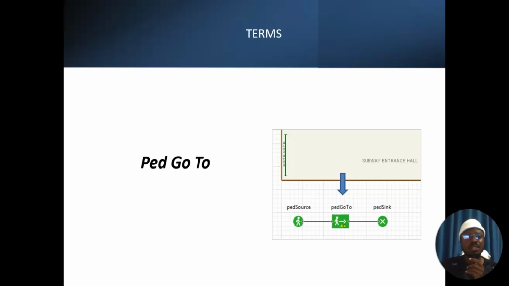So where are we directing them to? When we have the ped source where the pedestrians are being generated, then there is a need to have this command function that helps to show which destination the pedestrians are going or where they are heading to. So that is when we use this ped to go function.